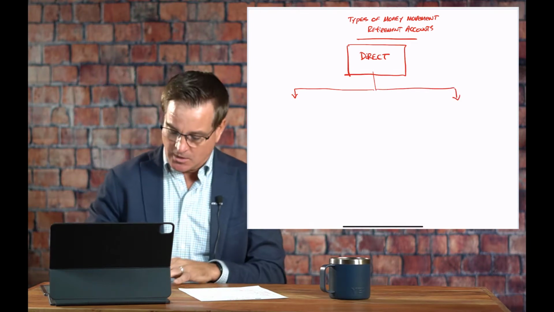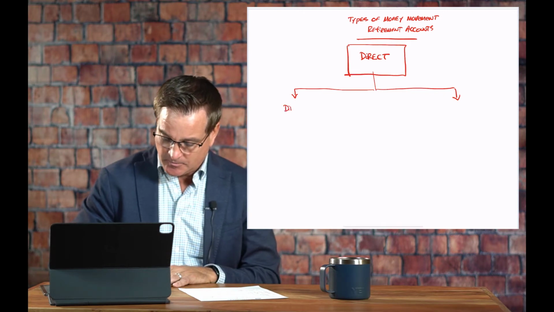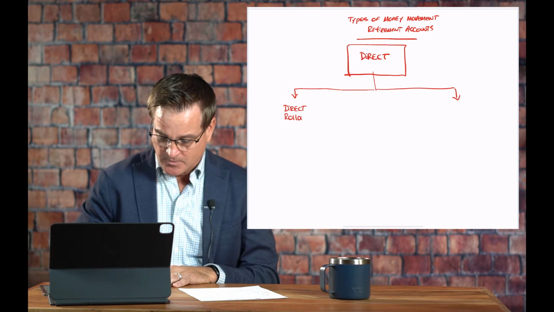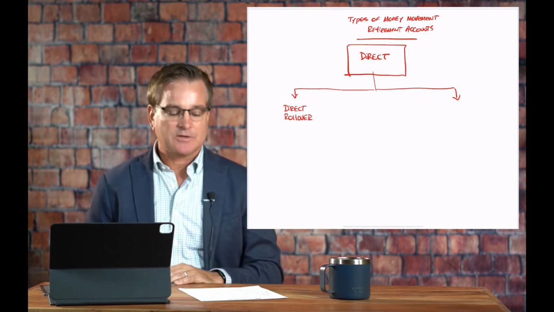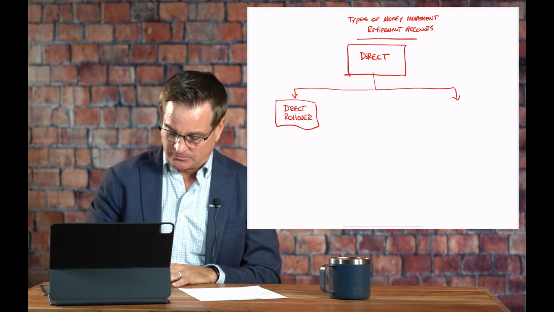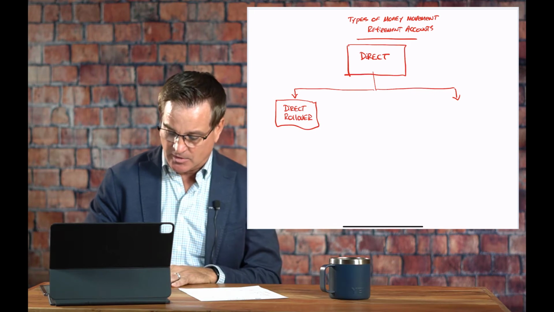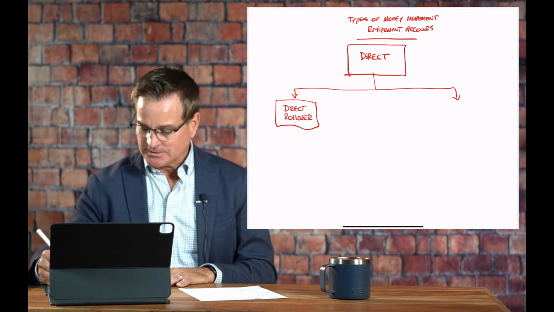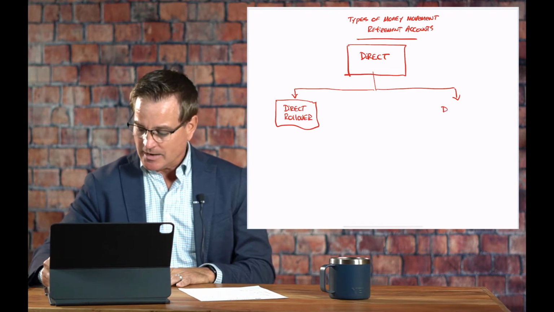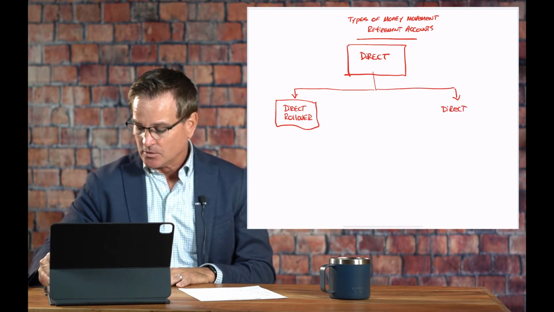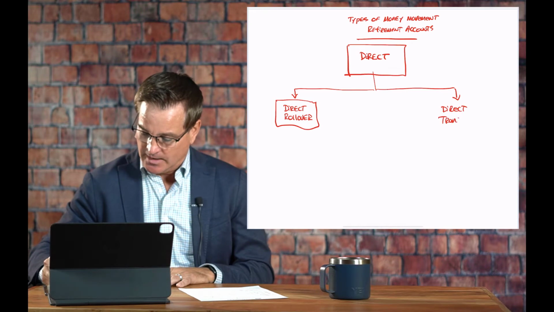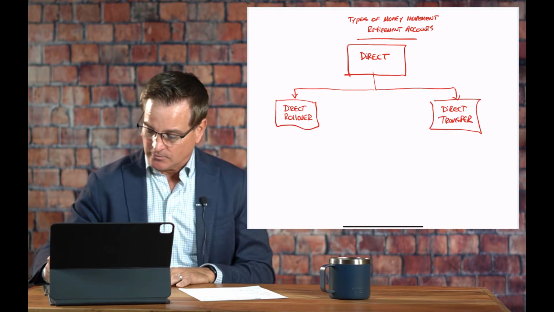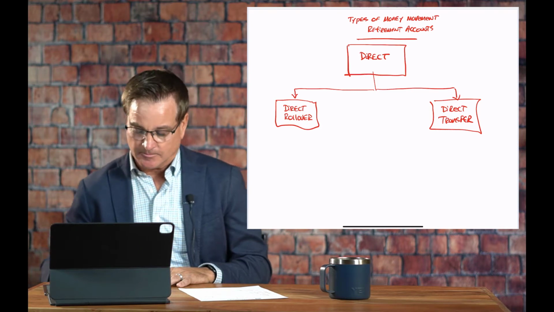So the first one is commonly called a direct rollover, okay? Remember, last week we talked about an indirect rollover. Today we're talking about a direct rollover. So what's on the right side of our column? We're going to talk about a direct transfer, okay? Very different than a direct rollover. So we have a direct transfer over here.